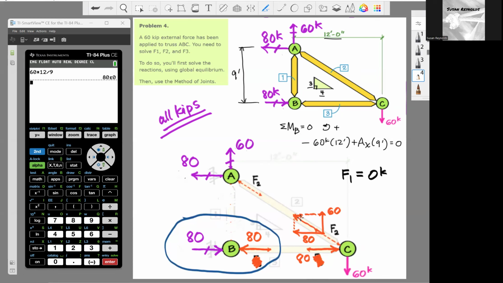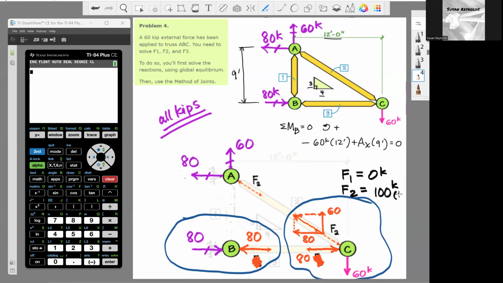How do I know it's tension? Well, I'm doing a free body of node C, and those vectors show that member 2 pulls on node C, arrows away from the body. In this case, the body is C. And we could just do a quick little Pythagorean theorem. Actually, it's a 3, 4, 5 triangle, right? So 60 is to 3, as 80 is to 4, as the force in member 2 is to 100 kips. And it is a pull, and so that one will be in tension.